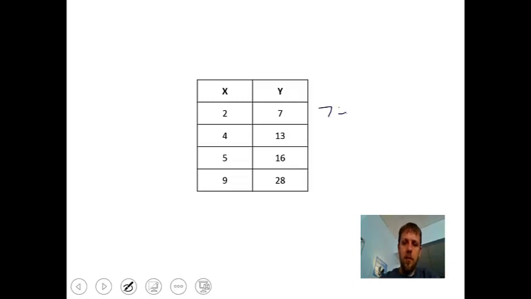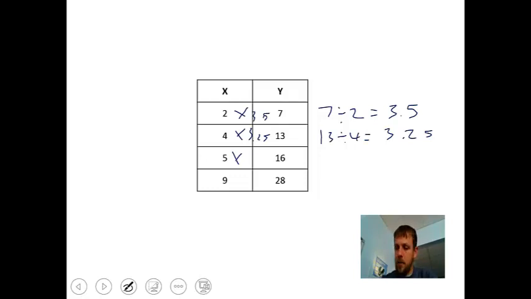Well, 7 divided by 2 is 3.5. 13 divided by 4 is 3.25. So what that means is I can multiply this by 3.5. I can multiply this by 3.25. 16 divided by 5 is 3.2. And 28 divided by 9 is 3.1 repeating.